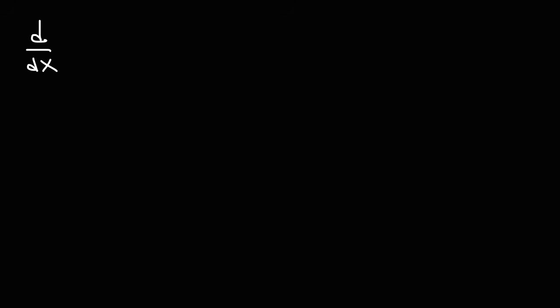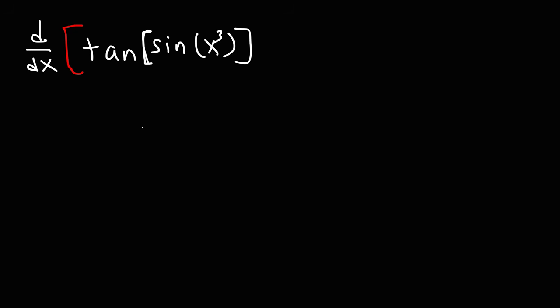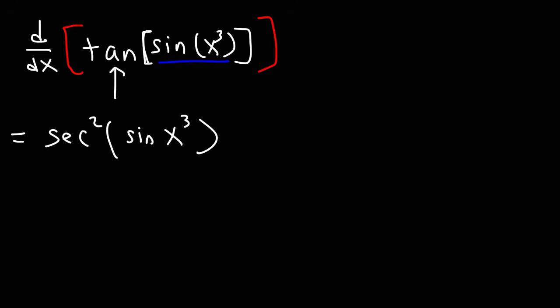Now let's move on to our next example. What is the derivative of tangent of sine x cubed? Go ahead and work on that example. So first we're going to find the derivative of the outer function, tangent, and that's going to be secant squared. Now inside of tangent we have sine x cubed. So we're going to have the same thing inside of secant squared.